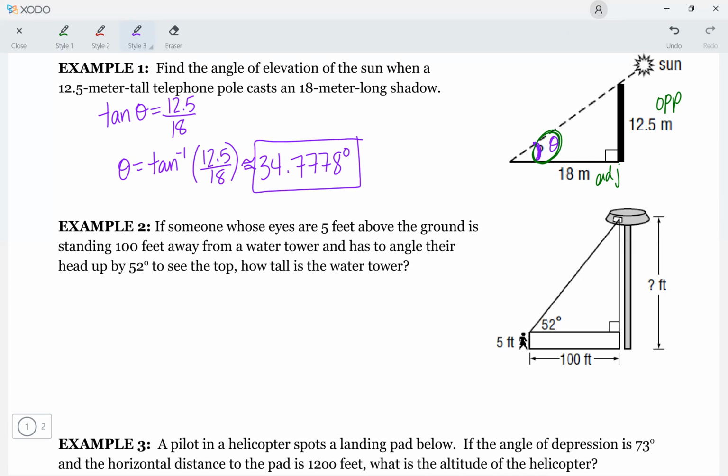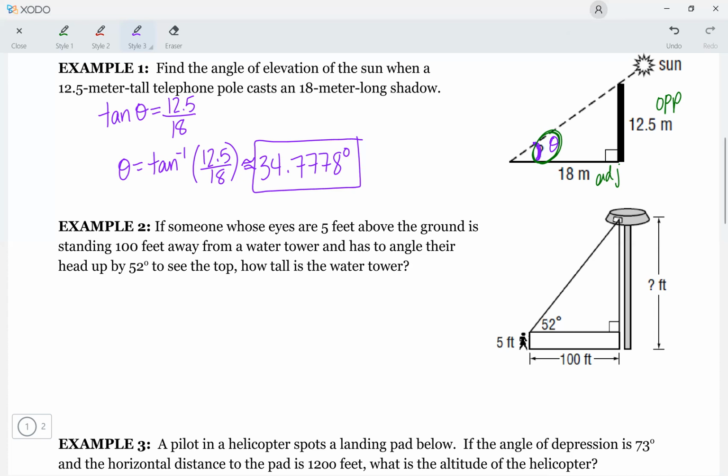Alrighty, example 2. This is one of our added height problems. If someone whose eyes are 5 feet above the ground is standing 100 feet away from a water tower and has to angle their head up by 52 degrees to see the top, how tall is the water tower? So as we're looking at this, we actually see 2 shapes in our diagram.